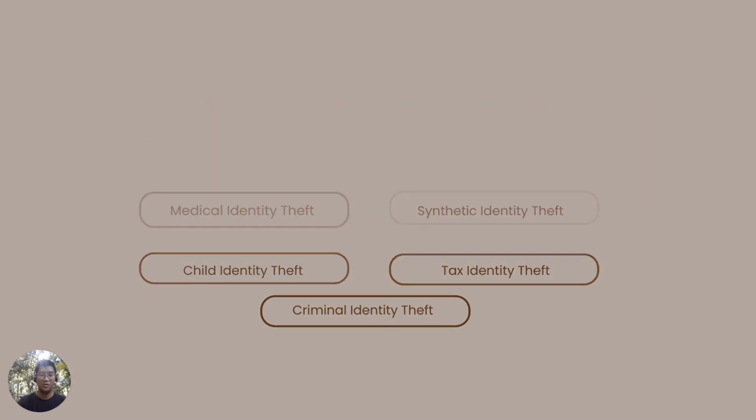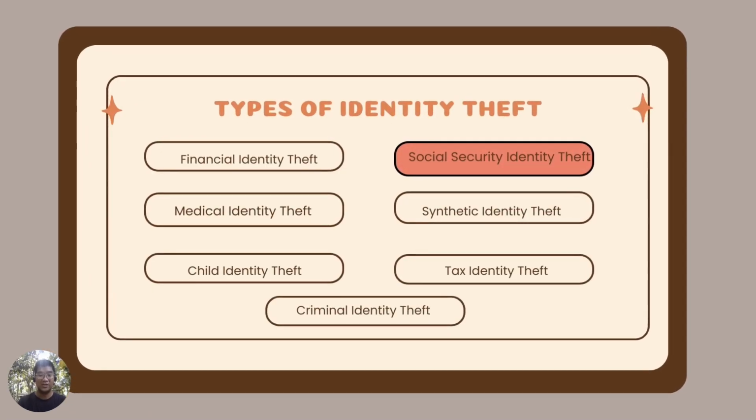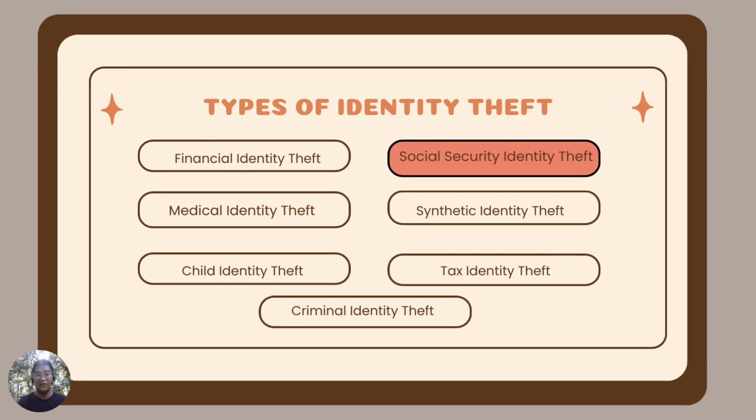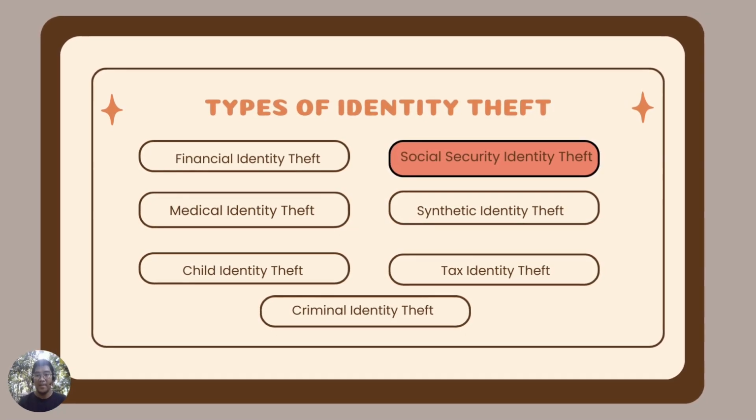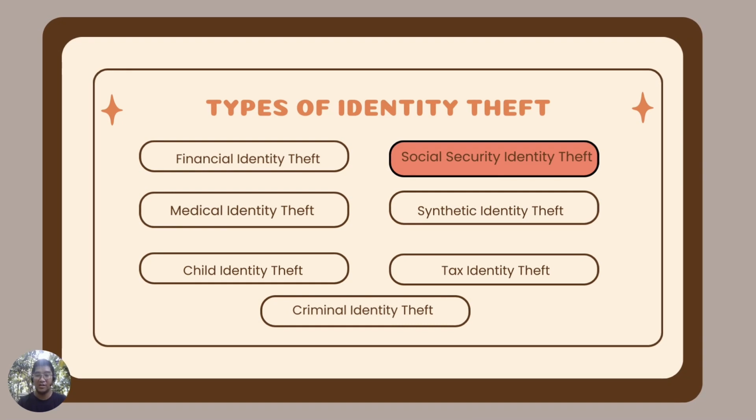The second one is going to be social security identity theft. If identity thieves obtain your social security number, as I've said, they can use it to apply for credit cards and loans and then not pay outstanding balances. Fraudsters can also use your number to receive medical, disability, and other benefits.